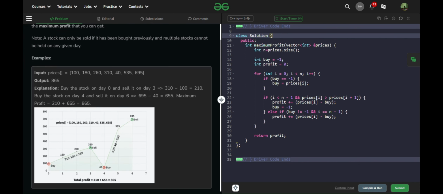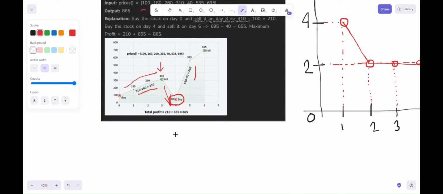So we have to take two variables. One is buy. This is the price at which we buy, and this is initially -1 because we do not buy anything yet. And the answer is profit, which we have to maximize. This is initially 0 because we do not sell anything and buy anything, so profit is 0 initially.